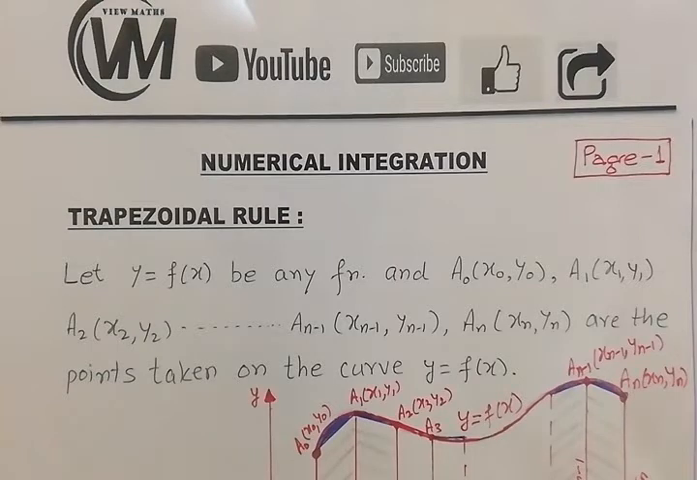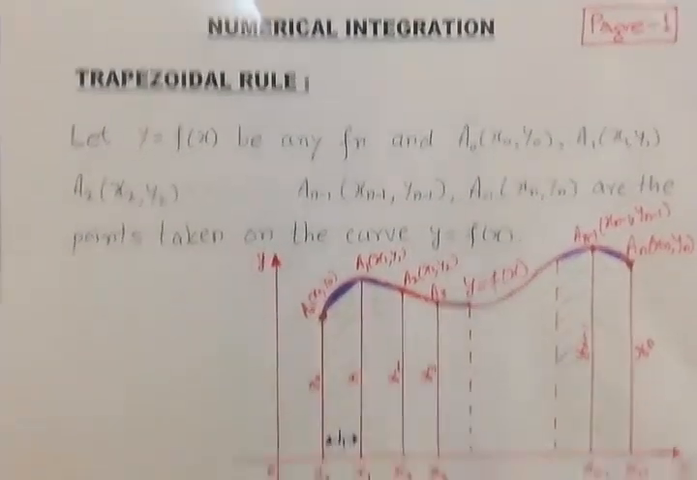Consider a function y is equal to f(x). Any function y is equal to f(x), and we are considering a few points like (x0, y0), (x1, y1), (x2, y2) and so on up to (xn, yn). You can see that this is the graph of the function y is equal to f(x), and the points (x0, y0), (x1, y1), (x2, y2) and so on up to (xn, yn) are taken on the curve.